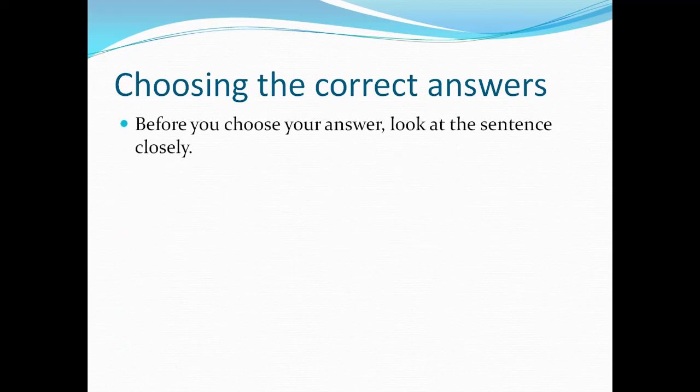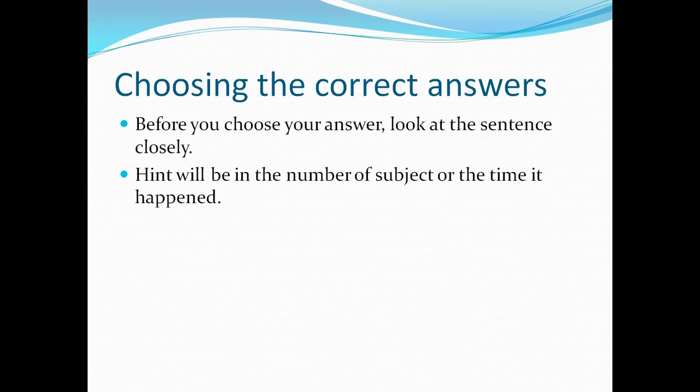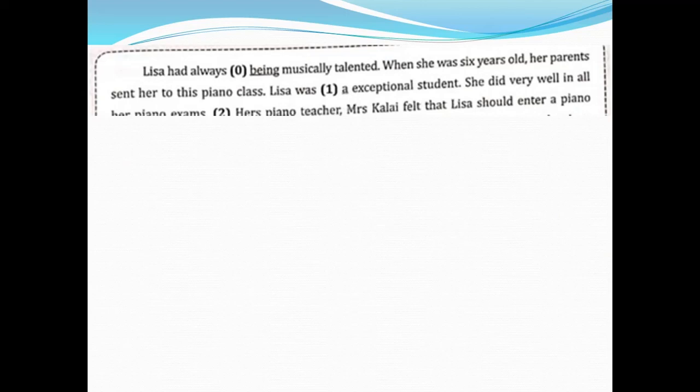Next, choosing the correct answer. Before you choose your answer, look at the sentence closely. The hint will be in the number of the subject or the time it happened. So it usually depends on the subject and the time. Let's look at the first word. This is the same example. Lisa had always been blah blah blah. Lisa was an exceptional student. This is the first one.